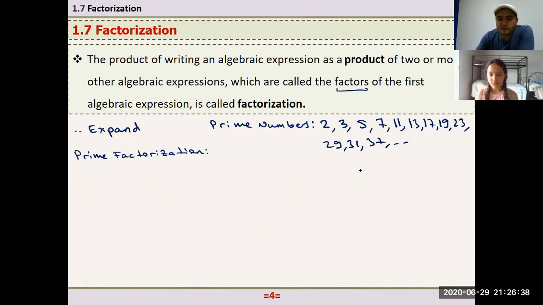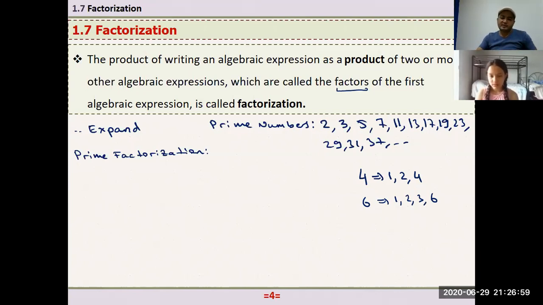Like if you take 4, for example, it's not a prime number because what are the factors of 4? That is 1, 2, 4. It has 3 factors, more than 2. Like how about 6? It has factors 1, 2, 3, 6. More than 2, right? That's why it is not a prime number.